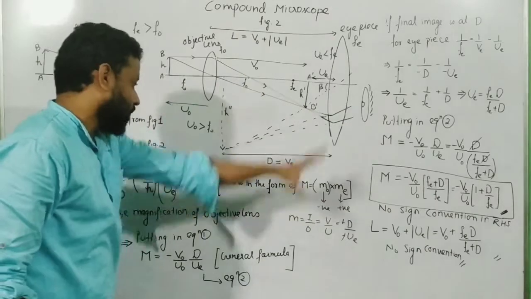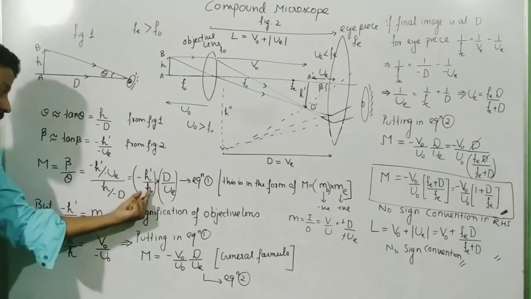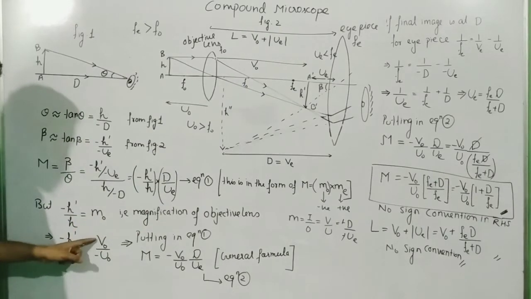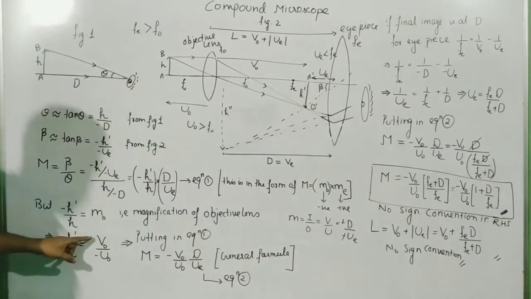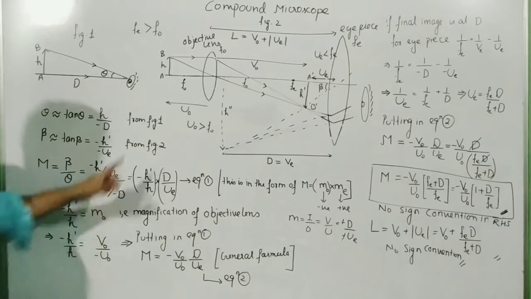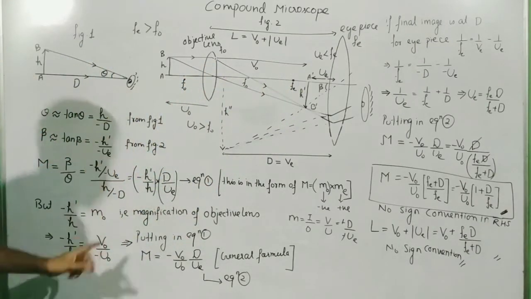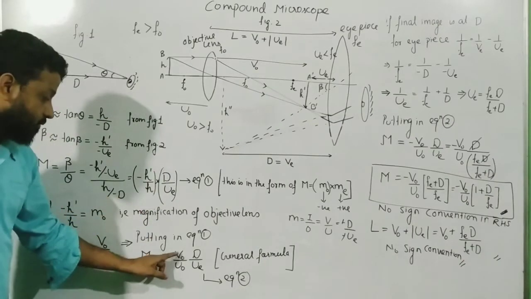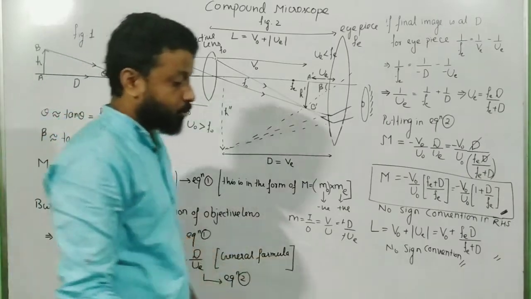Okay. Now we are not interested in this part. This can be used in solving numericals later on. But suppose if minus h dash by h, if I am writing that as the magnification of objective, then I can also write this as V naught by U. Same formula, V by U, but this time it is for objective. So I will write as V naught. V naught is positive and U naught is negative. So V naught by U naught. Then this formula looks like this: minus V naught by U naught into D by UE. This is my general formula, equation number 2.